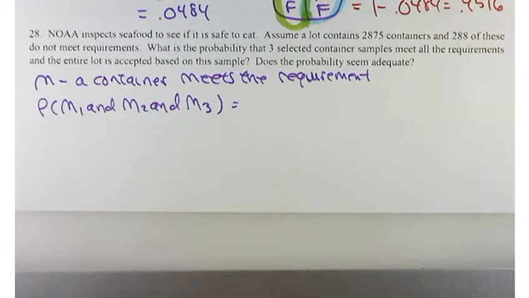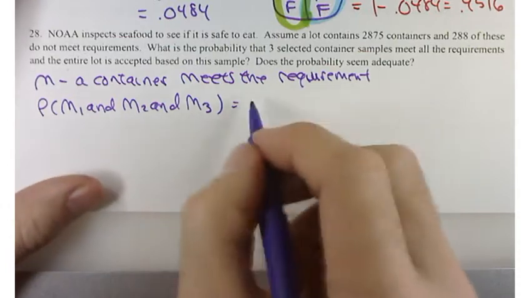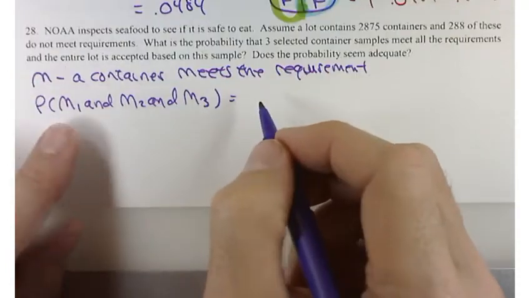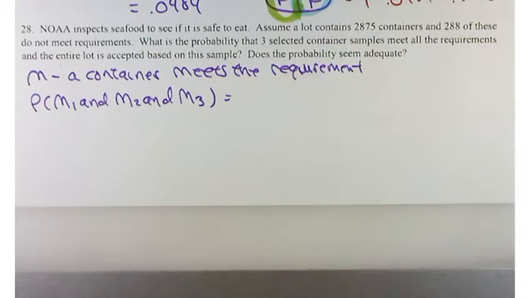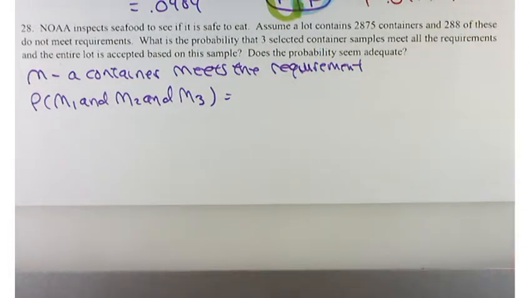Are we sampling with replacement here? No. You wouldn't want to bother sampling one twice. That'd be silly. Although we will look at that in a minute. But for now, let's work on sampling these without replacement. So 2,875 containers, 288 of these do not meet the requirements. So which proportion of these, or what number of these, actually satisfy the requirements then?